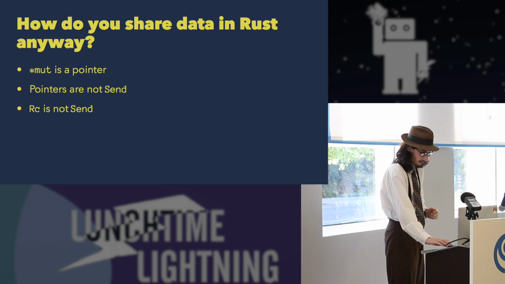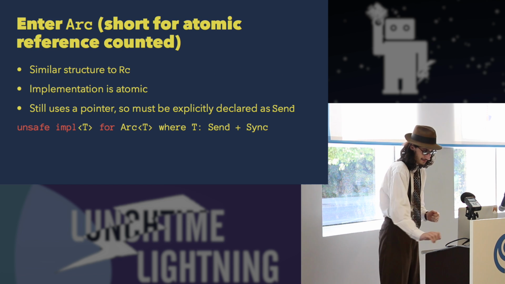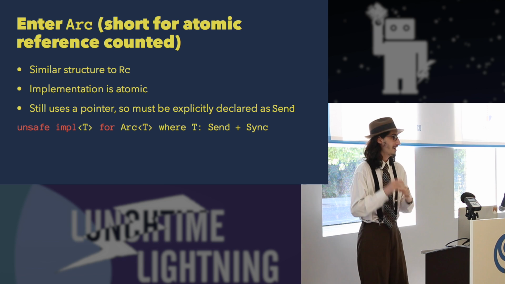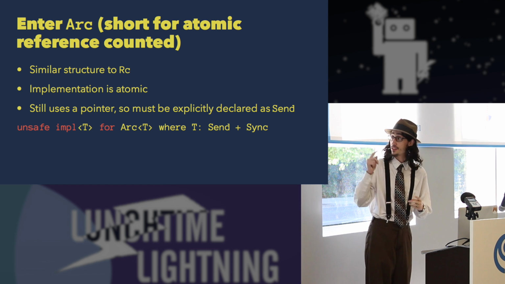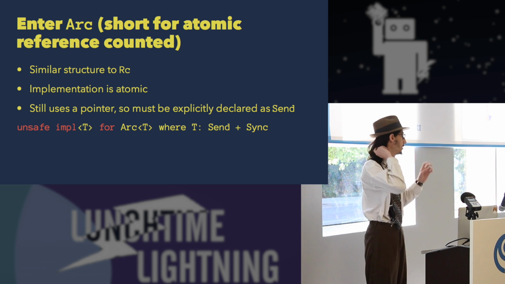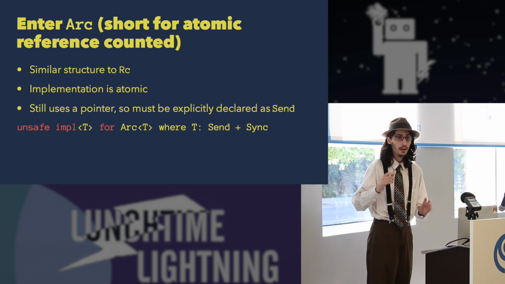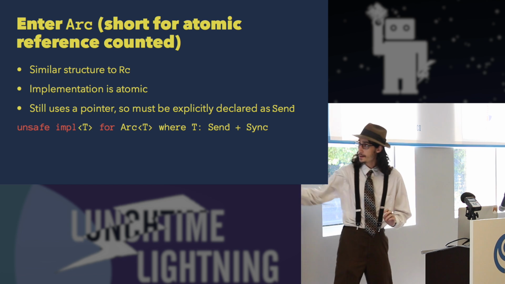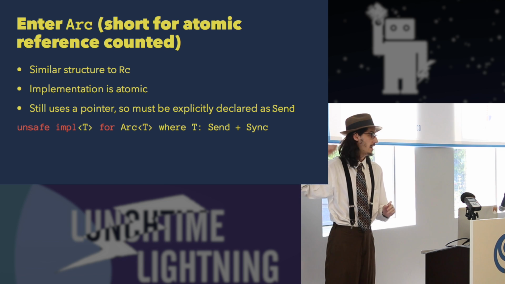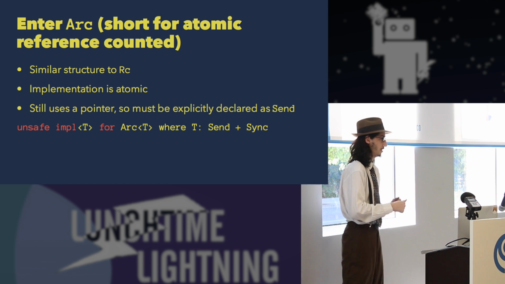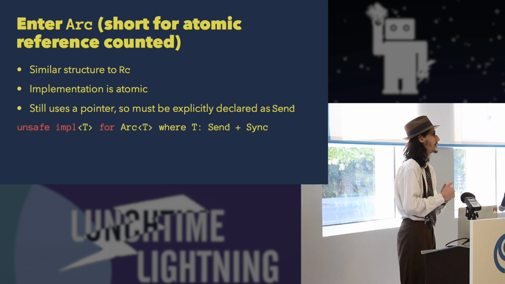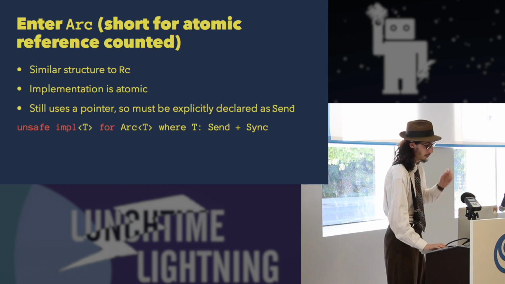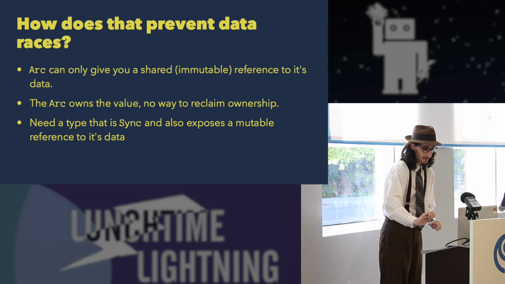So there's another type called ARC, which is atomic reference counted. And its structure looks very similar to that of RC. It's just the implementation that's different. So it wouldn't be send by default, but it has been marked as: I am always send if we are send and sync. And that's all we have time for? No, one more minute, okay.